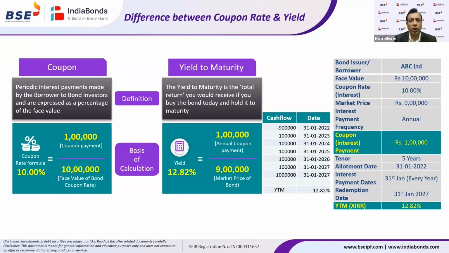It is basically coupon rate divided by the market price of the bond. So yield to maturity is the total return the investor will receive if you buy a bond today and hold it to maturity. In our case, a 10 lakh rupee bond bought at 9 lakh rupees, for the same interest payment frequency, the YTM is 12.82%. Though the coupon of the bond is still 10%, my net effective return is much higher.